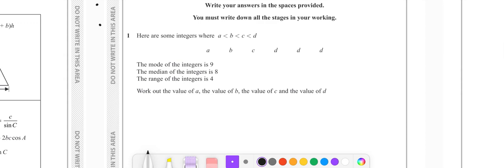Okay, so we're going to do the iGCSE Edexcel June 2022 2H paper. I hope this is useful.